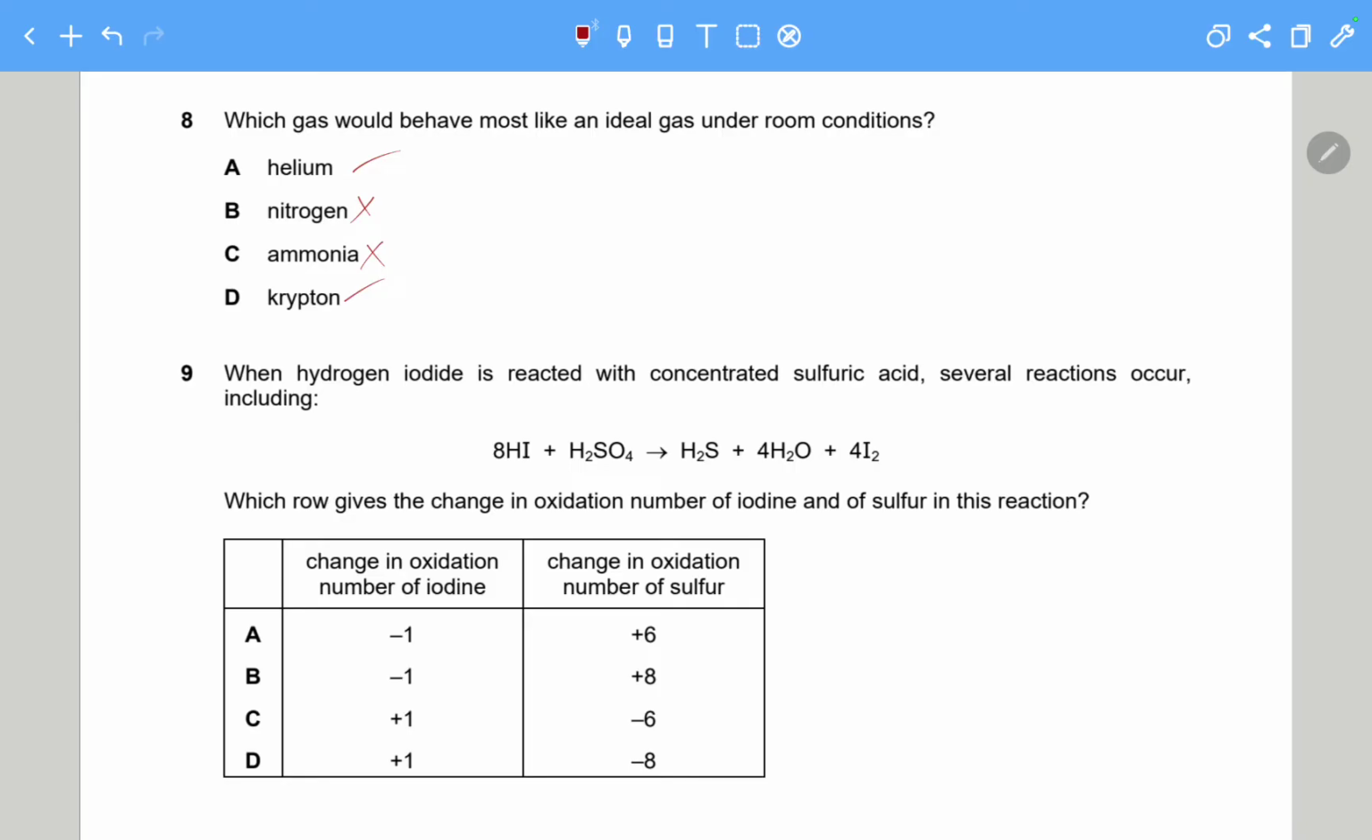So we have helium and krypton left. Now, krypton is quite low compared to helium in the group of noble gases. And as we go down the group, the number of electrons increases, so the van der Waals forces of attraction become stronger, and therefore krypton is also not the best choice, and therefore helium will be the answer here.